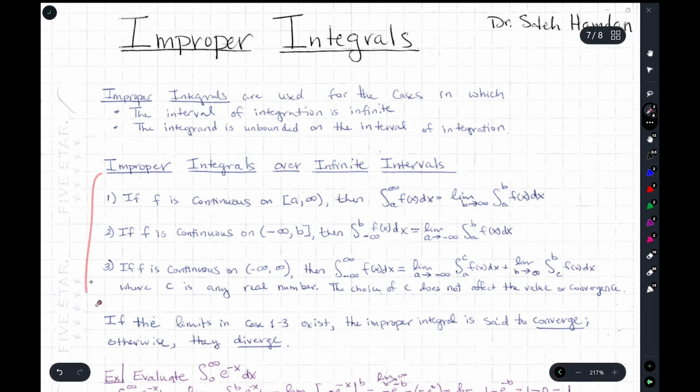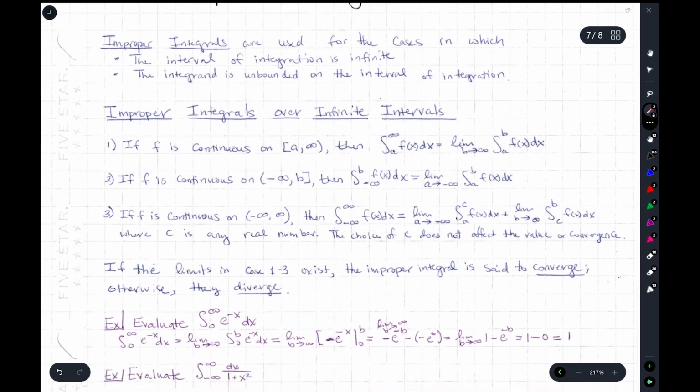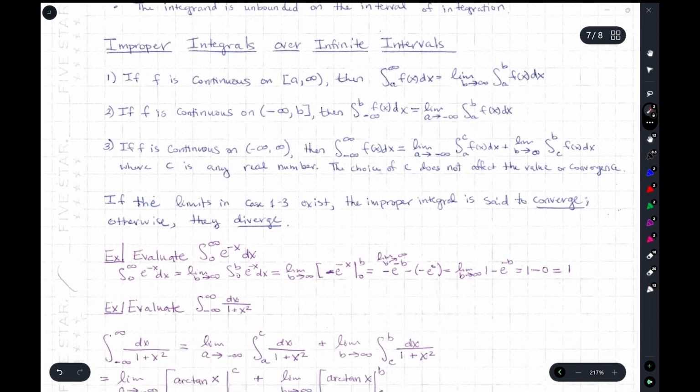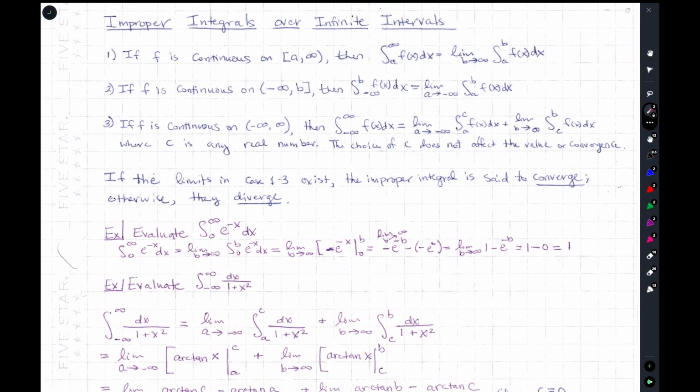If these limits exist, we say that the improper integral converges. If the limit does not exist, we say it diverges. So let's take a look at some concrete examples of doing this.